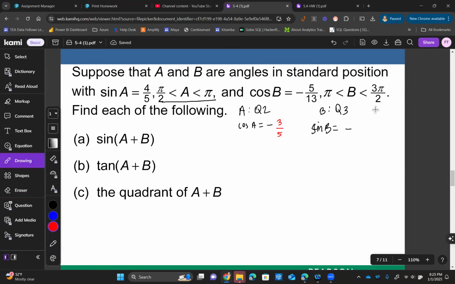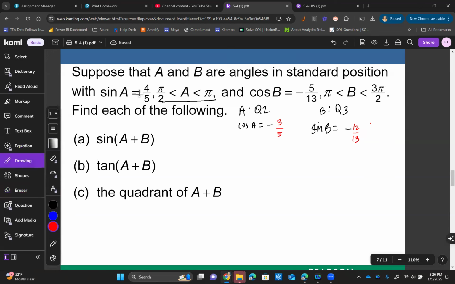Similarly, we have to draw a triangle for angle B this time. We have to make sure that it's a right triangle. For angle B, cosine value is given as 5 over 13. So its adjacent side is 5, hypotenuse is 13. Using the Pythagorean theorem, its opposite side must be 12. And we figured out that it needs to be a negative value because angle B is in quadrant 3. So sine of angle B is opposite over hypotenuse, so it's going to be negative 12 over 13. And I do not need the triangle anymore. I drew it because I needed to figure out the sine of angle B.